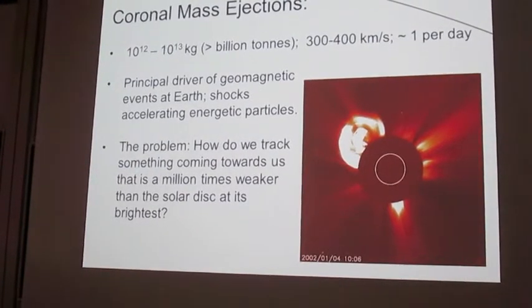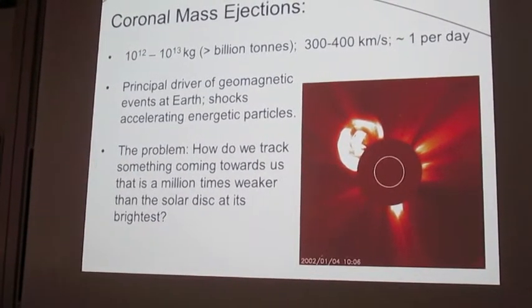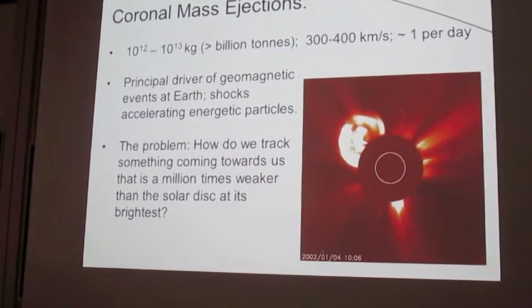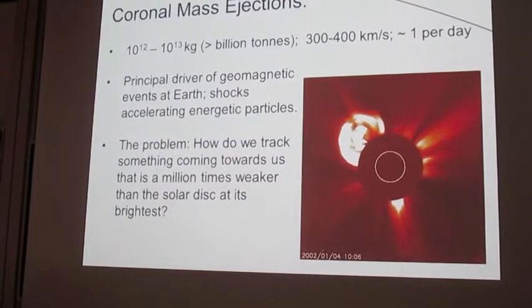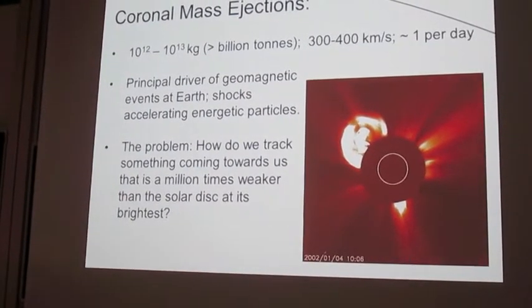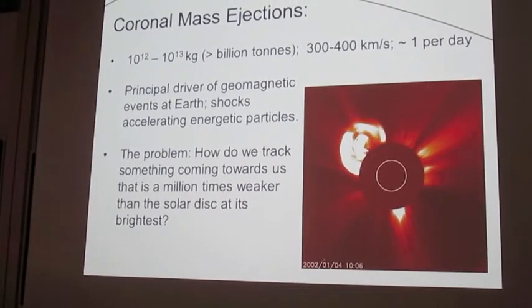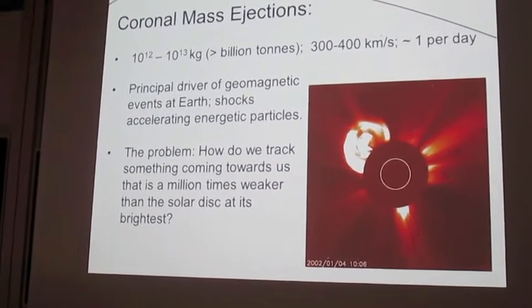The principal drivers to many people of geomagnetic events, of course, are the coronal mass ejections. Of course, there's more to life than coronal mass ejections, but these are, in a sense, the major events. And as I've already hinted, there are shocks in front of a lot of these things generating energetic particles. So the problem is the thing at the bottom here. How do we track these things?